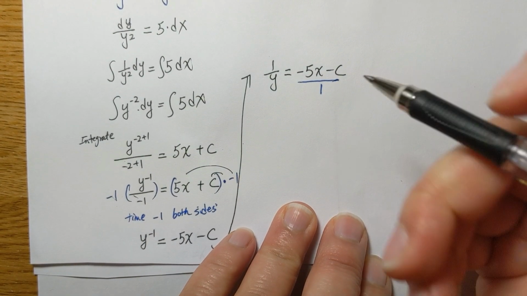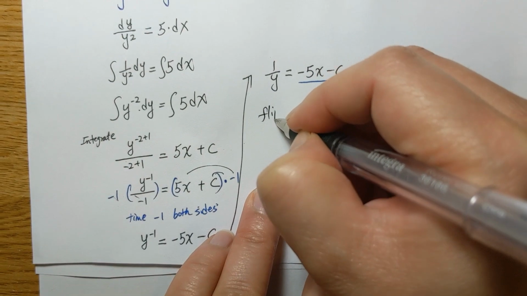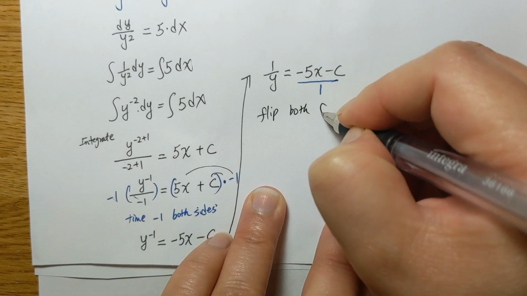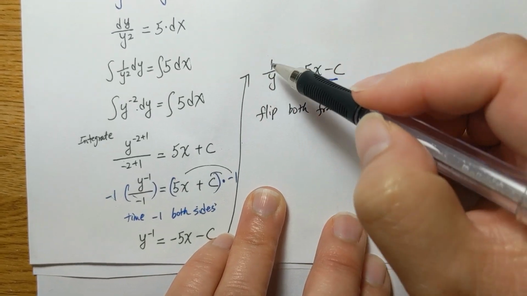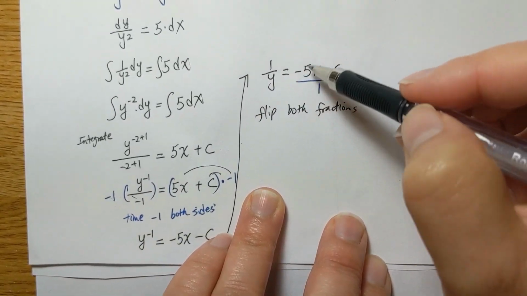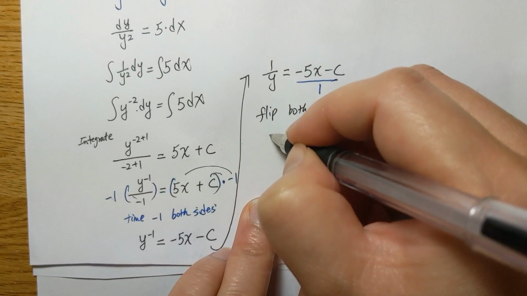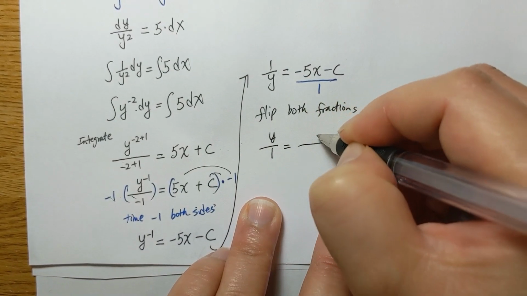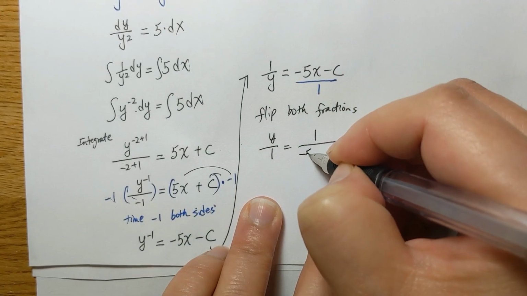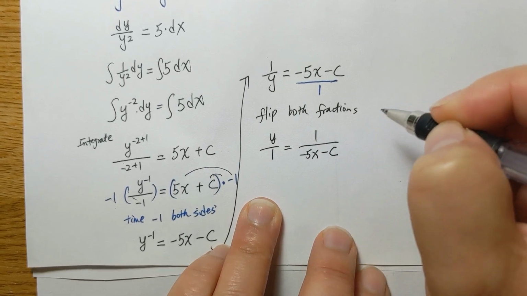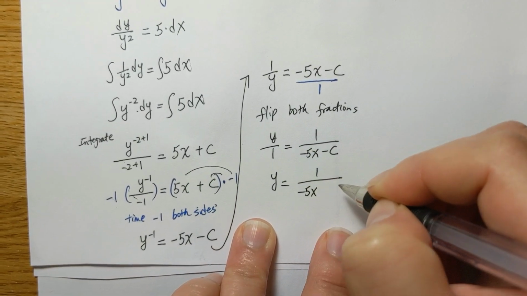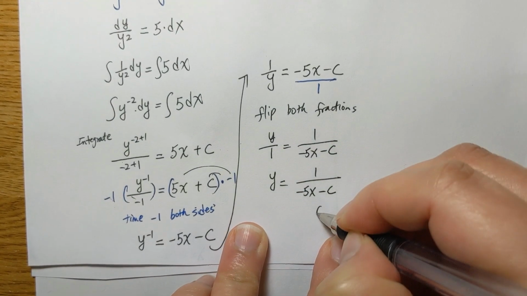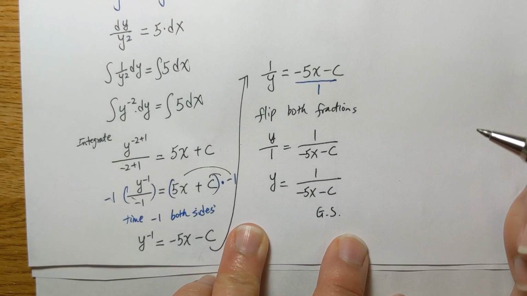So now we're going to flip both fractions. On the left side is one fraction, the right side is another fraction. So we get y over 1 equal to 1 over minus 5x minus c. In other words, y equal to 1 over negative 5x minus c. This is the general solution.